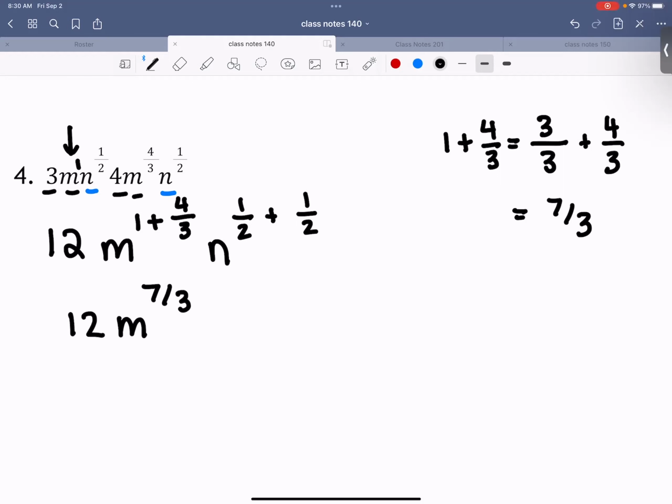I think we can do the n in our heads. What's a half plus a half? 1, perfect. So n to the first power. We can leave it as this. I don't really care. But let's just write the 7/3 as a root. The 3 is in the denominator, so that becomes the index in the little cranny. M to the 7th. And we don't really need to write the 1 on the end, right? Okay. Any questions on number 4?